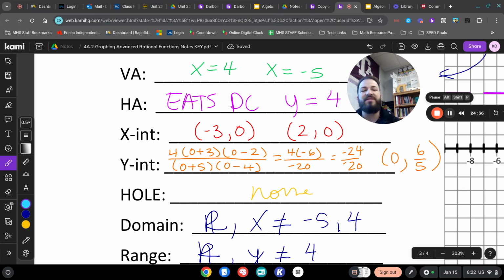So 0, 6/5 for our y-intercept. For our hole, we once again did not have a factor cancel out, so we do not have a hole. So our hole is just none. And then for our domain, like I said, I recommend you write it in set notation.